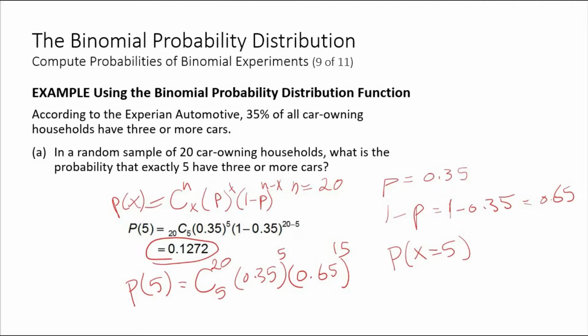Remember, we're not going to use this when we compute the binomial probability distribution. We will do it in an easier way.